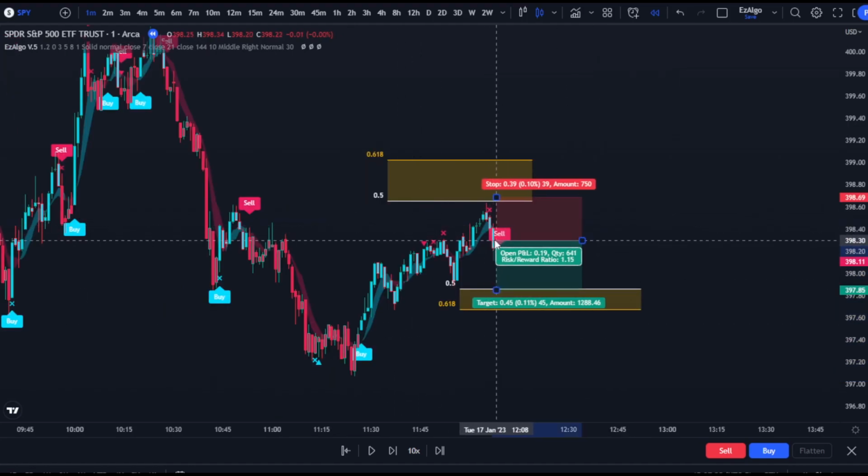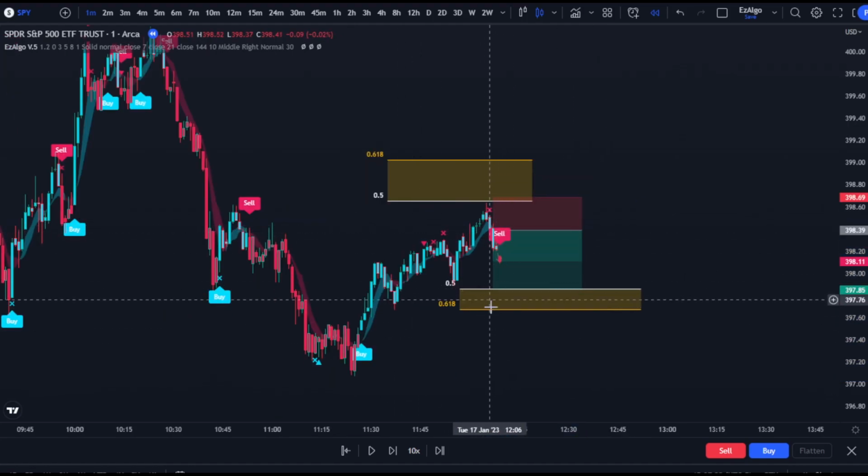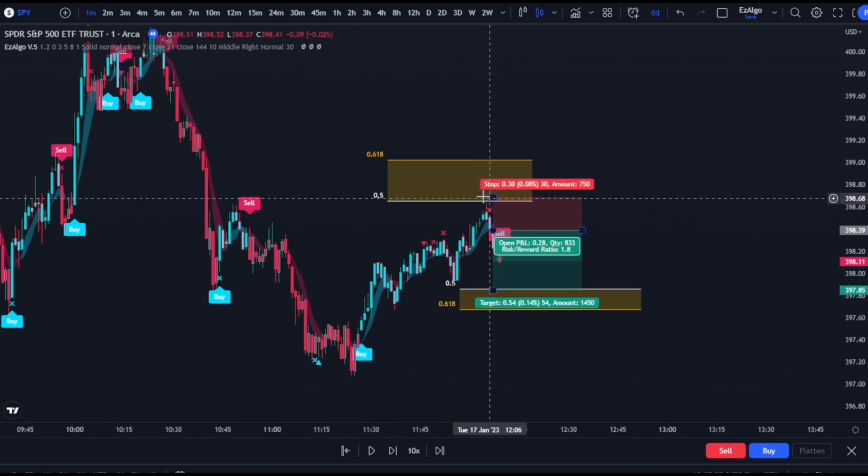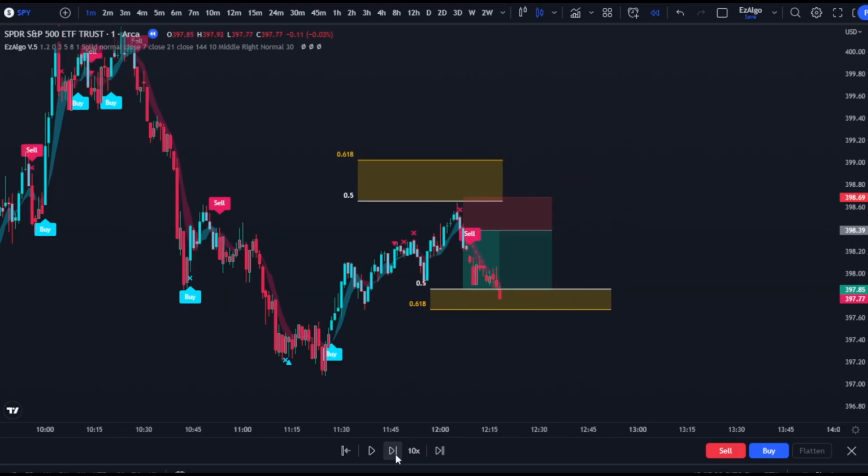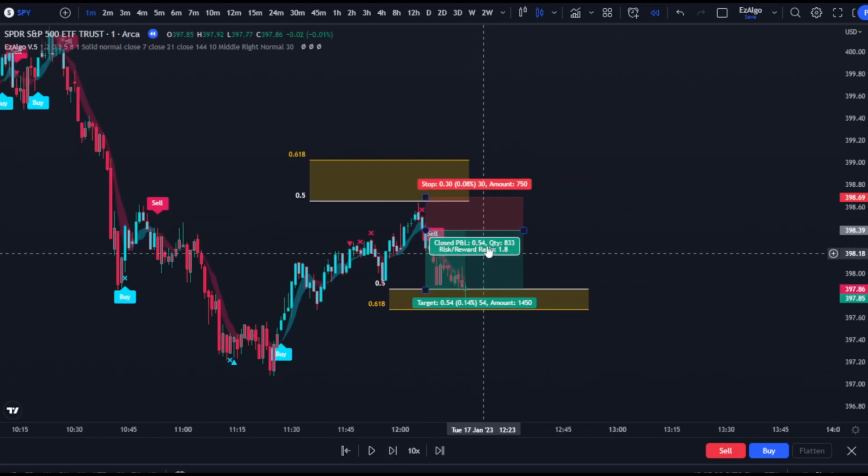So let's, for example, say you entered on this mild sell signal, you'd be targeting this 0.5 fib level from this swing low down here to this recent swing high. And you can see we hit our take profit. Now we can actually do the same thing on the way up.